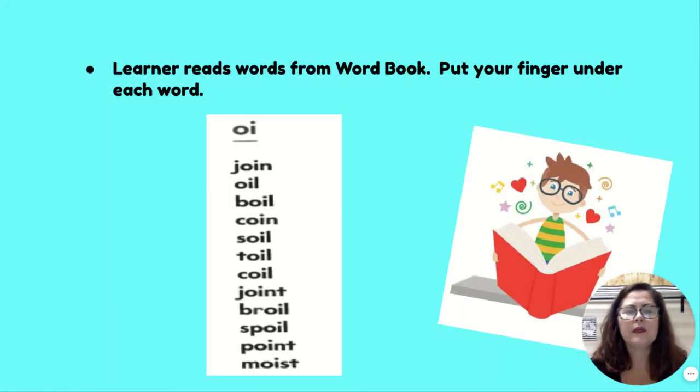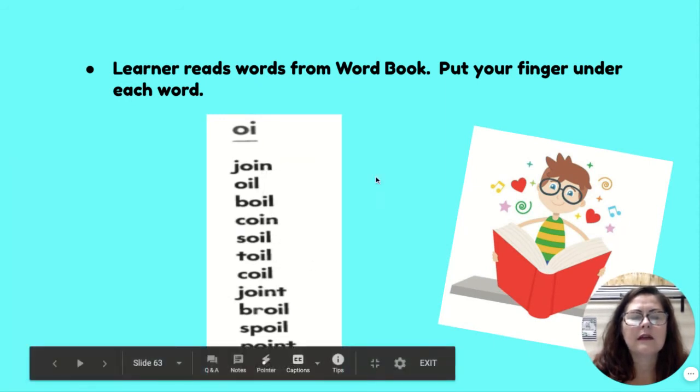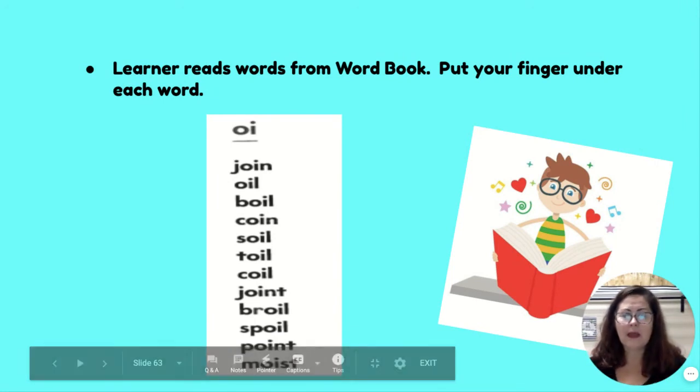Okay, now we're going to read some words that have the OI, oi in them. Okay. Notice that most of them in the middle, they do follow that rule with an N or an L at the end. Okay, pause the video and read the words with oi.